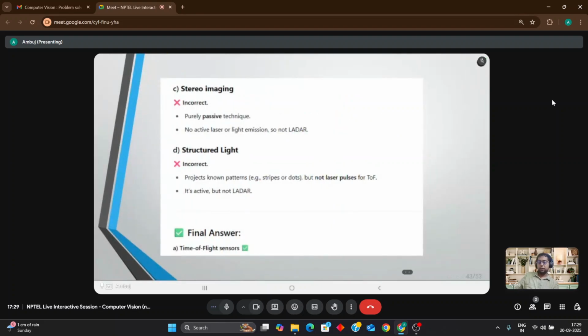Then stereo imaging is also incorrect. It is a purely passive technique with no active laser or light emission, so it is not LiDAR. Then structured lighting is also not correct. It projects known patterns, stripes or dots, not exactly laser pulses. So the final answer is A, ToF.